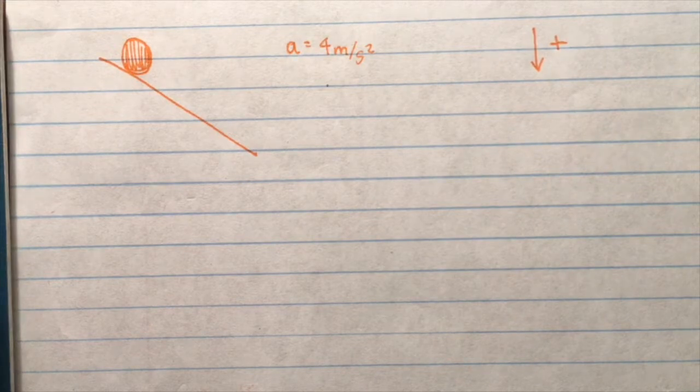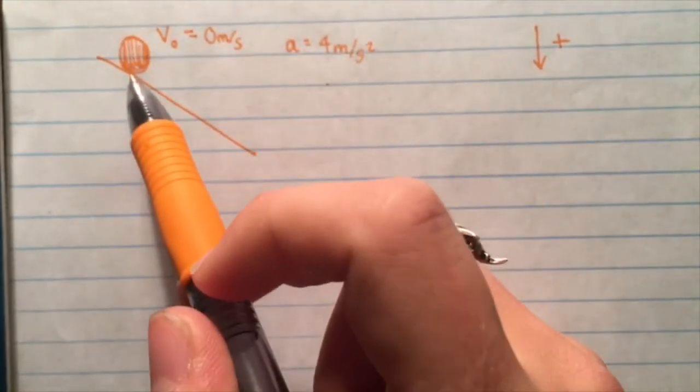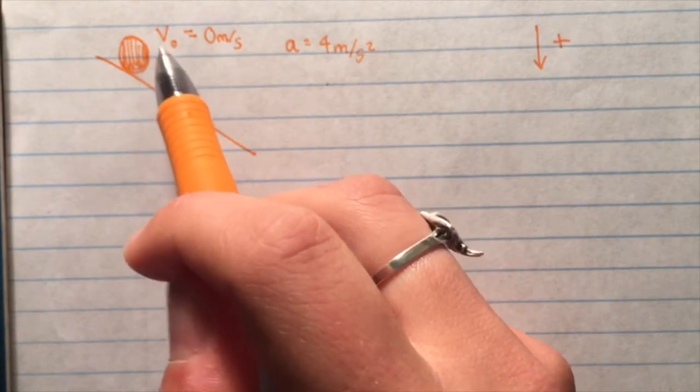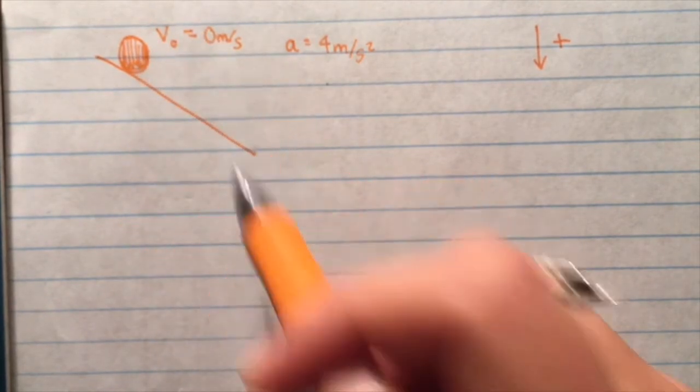The problem then says that the ball starts from rest. That's super key. When you read that something starts from rest, you understand that the ball has an initial speed of 0. That the ball has a starting speed v0 of 0 meters per second. That means the ball is not moving at the beginning. So you can write that the starting speed is 0 meters per second.